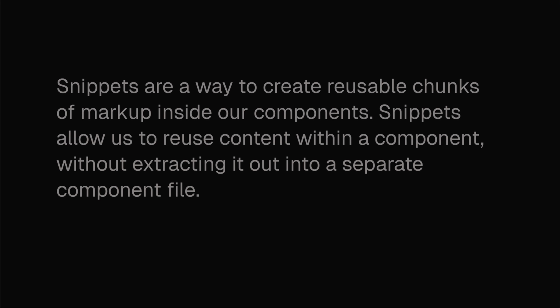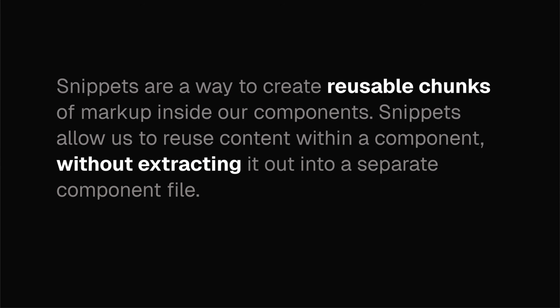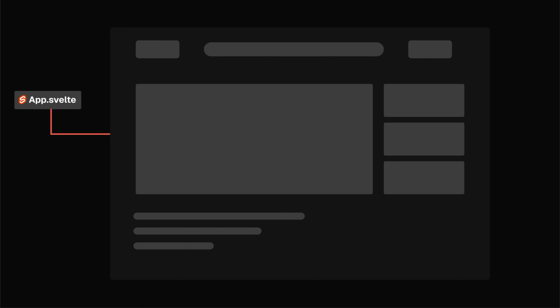Snippets are a way to create reusable chunks of markup inside our components. A snippet allows us to reuse content within our component without extracting it into a separate component file. So what do I mean by all of this gibberish? Let me explain that as simply as possible. Imagine I built this entire UI using a single component. This entire UI is not built with multiple components. It is only built with a simple component, which is an app component.